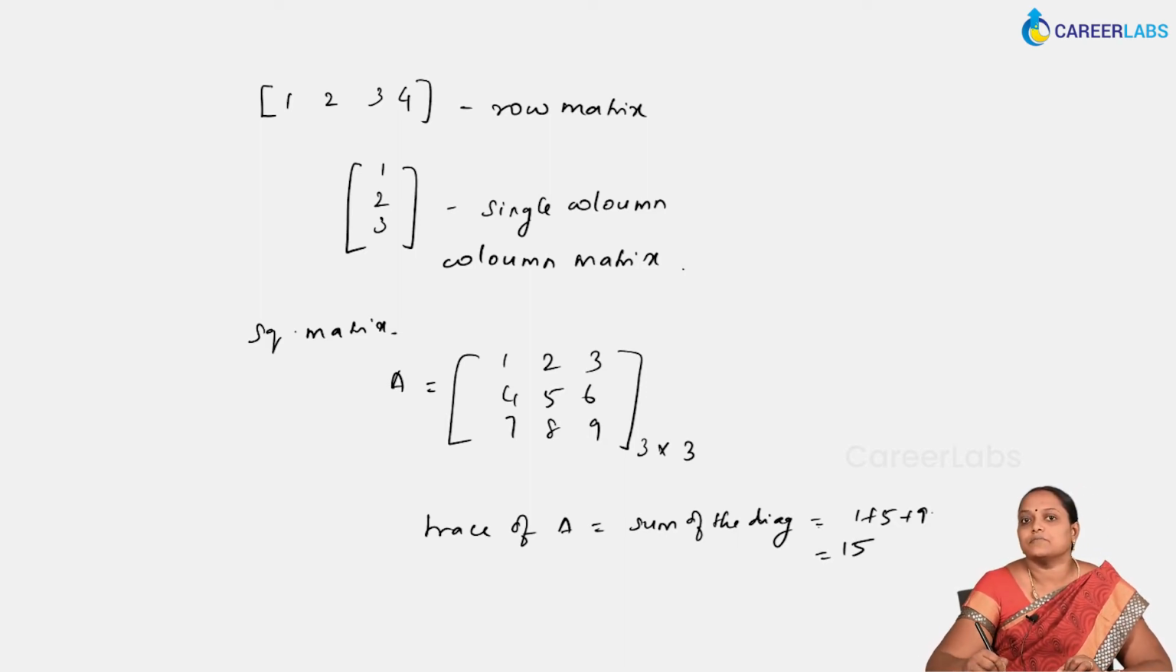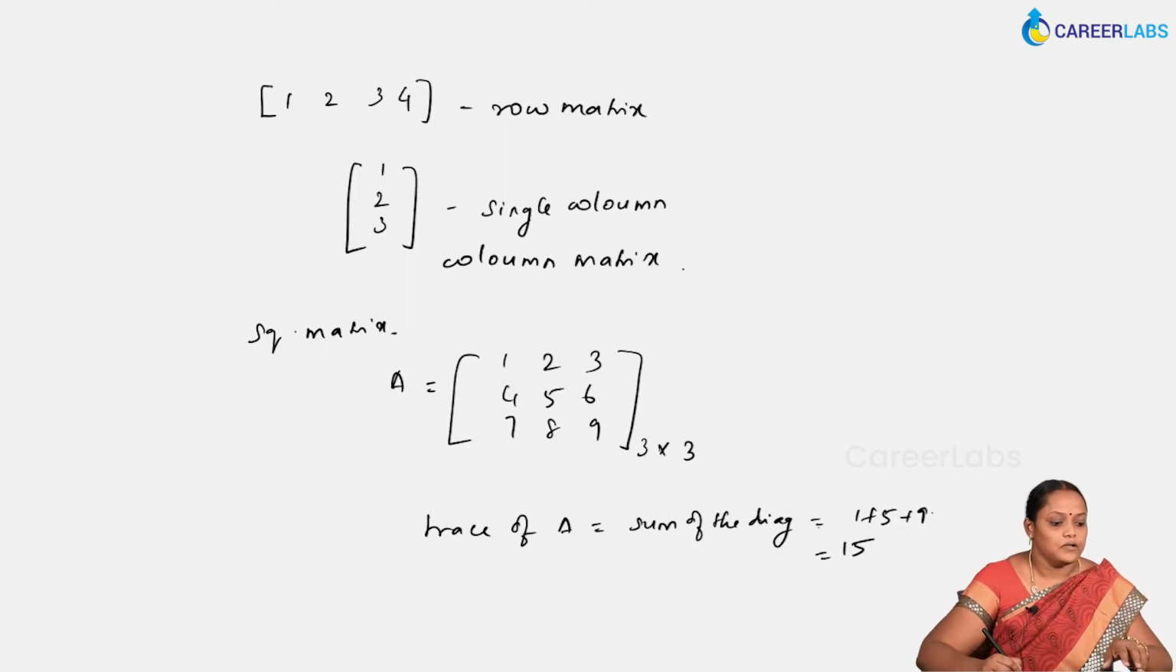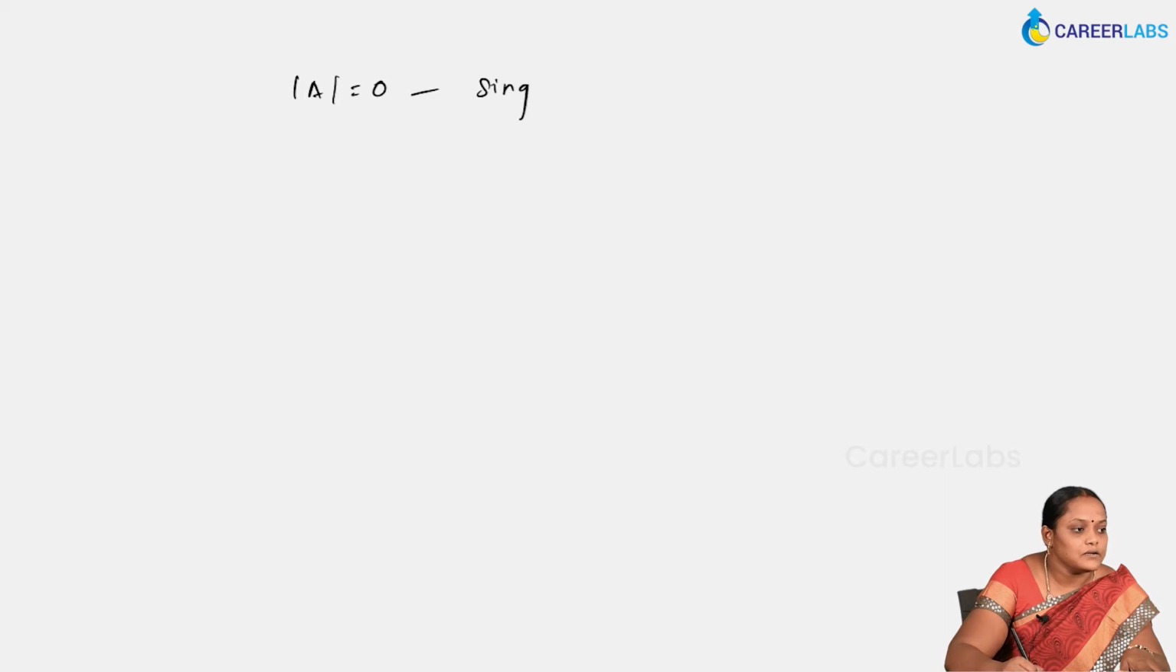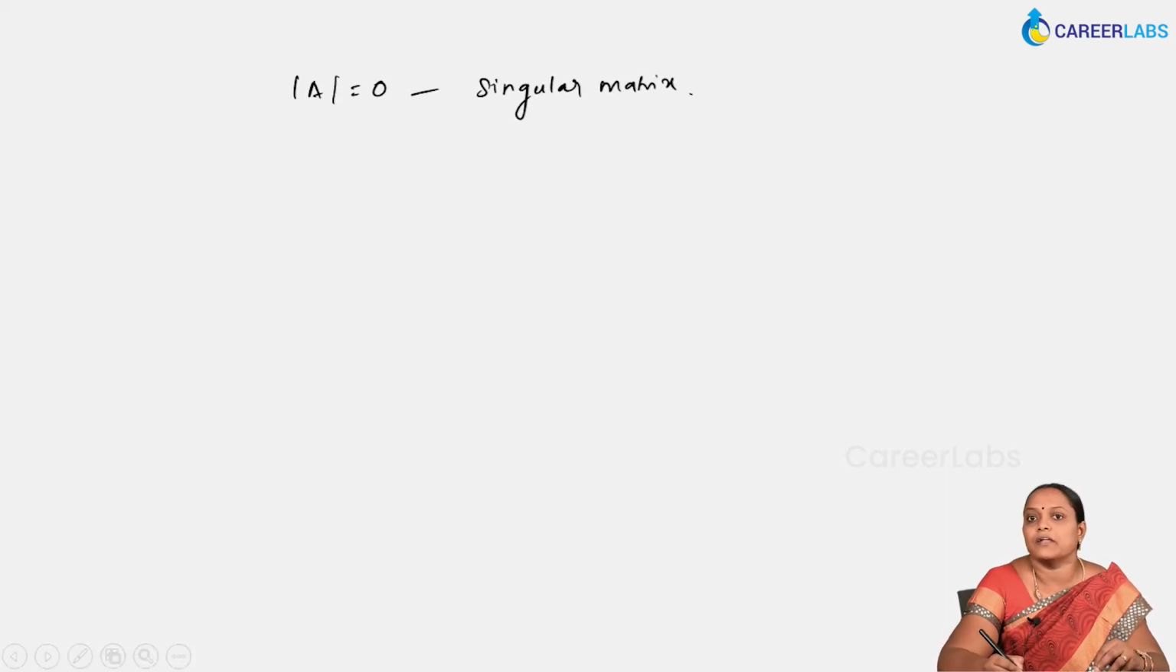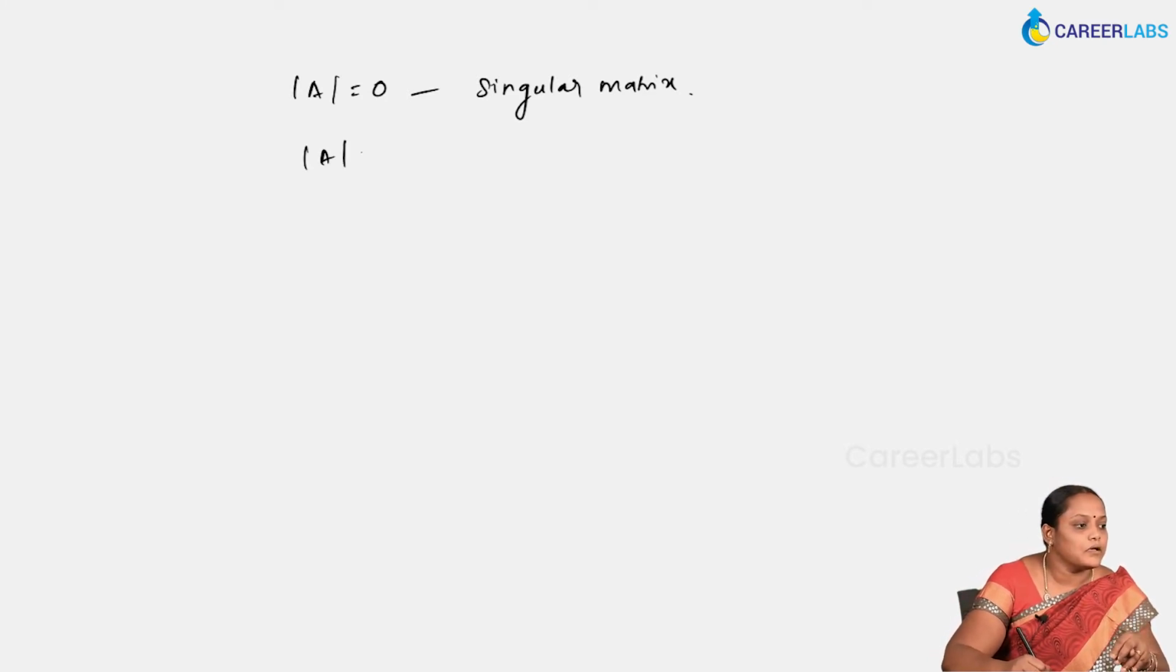So trace is nothing but the sum of the leading diagonal elements. And when do you say a matrix is singular? If the determinant of the matrix A is equal to 0, then we call it a singular matrix. If the determinant of A is not equal to 0, then we call it a non-singular matrix.